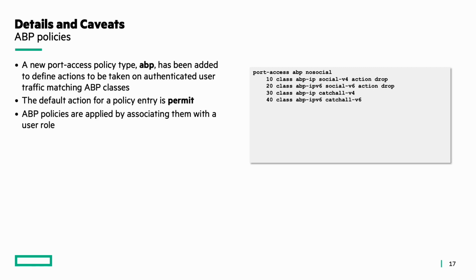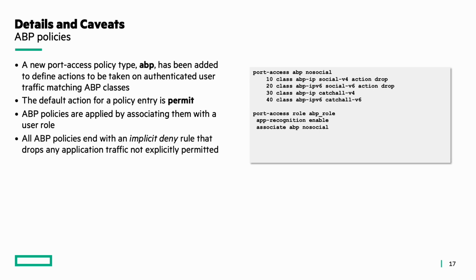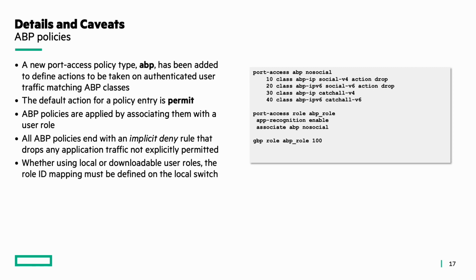To apply an app-based policy, it must be associated with a user role, either local or downloadable. All app-based policies end with an implicit deny rule that drops any application traffic that has not been explicitly permitted by that policy. Finally, whether using local or downloadable user roles, the role ID mapping must be defined on the local switch and cannot be contained in a ClearPass enforcement profile.